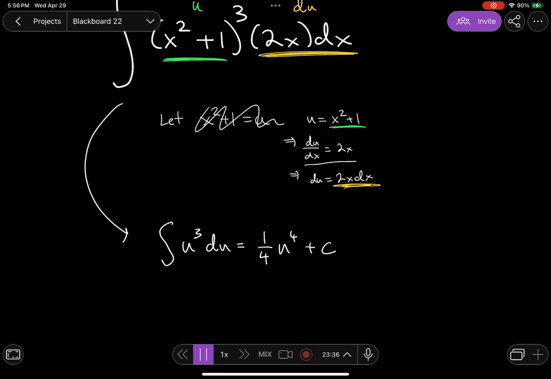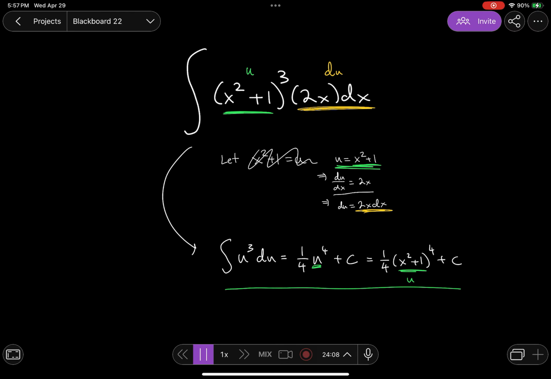But this is kind of like me answering a question that was posed in English in French or something like this. So what I need to do is sub back in my original name for u. And that is going to be the same thing as 1/4 (x to the second power plus 1) to the fourth power plus c. Again, this is u because of this relationship right here. All right, so we just did our first nice antiderivative. Let's get more practice.